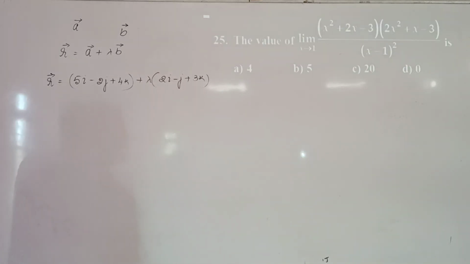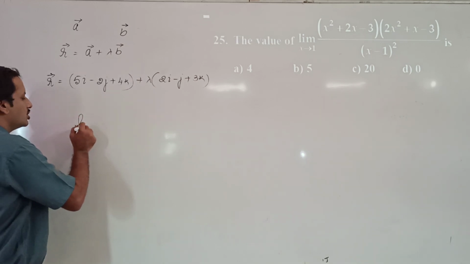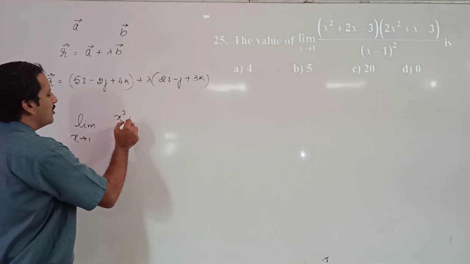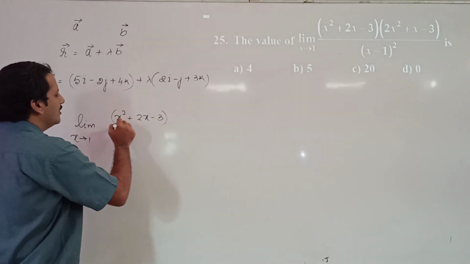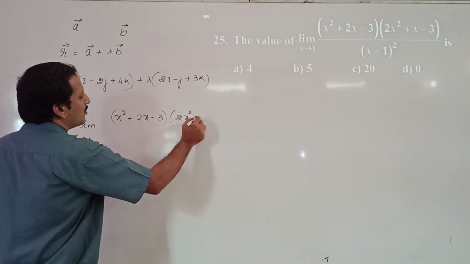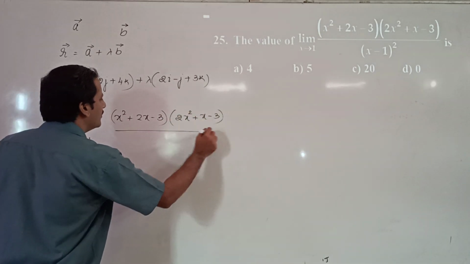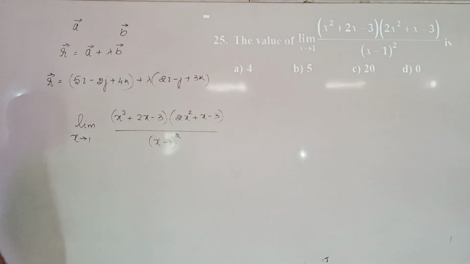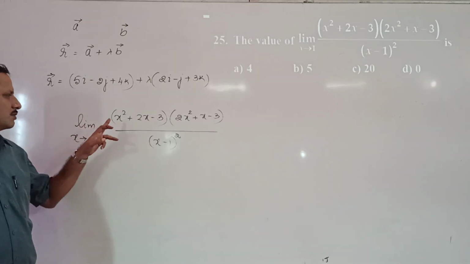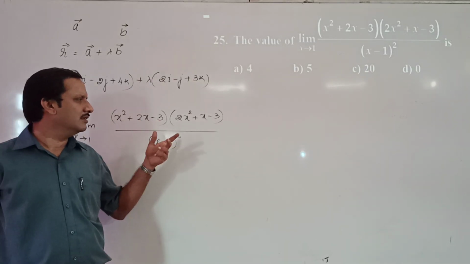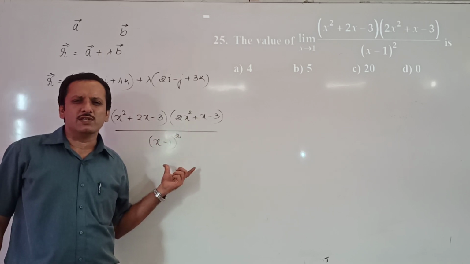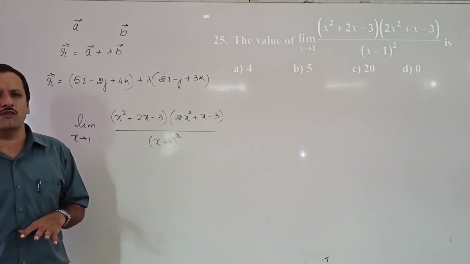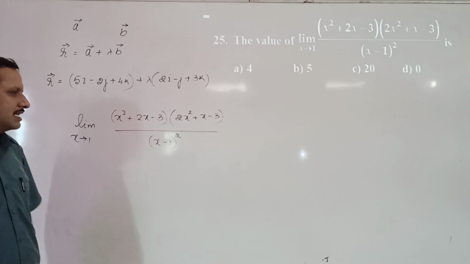Then the value of limit x tends to 1 of (x square plus 2x minus 3) into (2x square plus x minus 3) divided by (x minus 1) whole square. If I directly apply the limit, what happens? 1 plus 2, 3 minus 3, this is 0. Denominator also 0. 0 by 0 is an indeterminate form. So generally when it is 0 by 0 form, I advise you to go for L'Hospital's rule, but not in this case though.